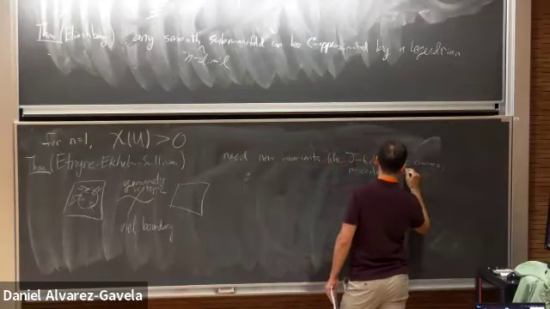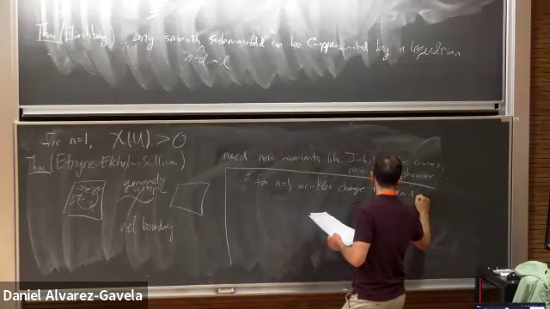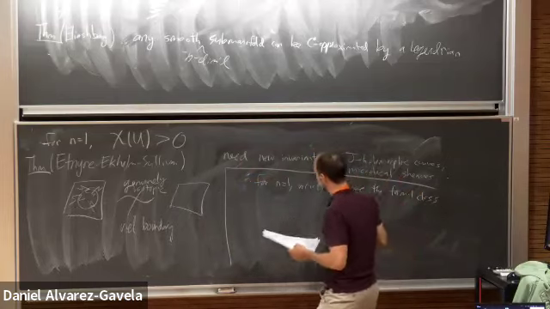So to summarize: for n equals 1, we have this issue about the formal class. Wrinkles change the formal class.